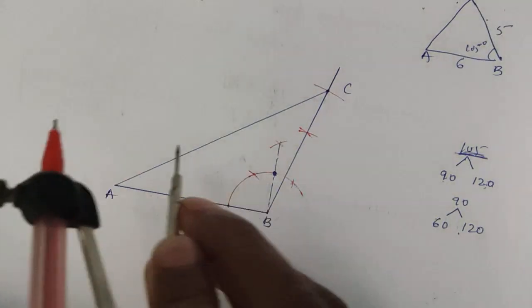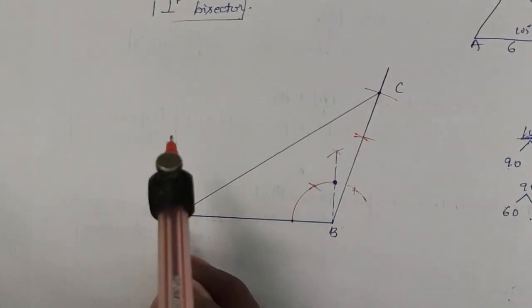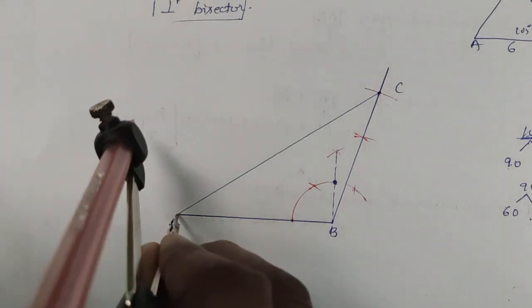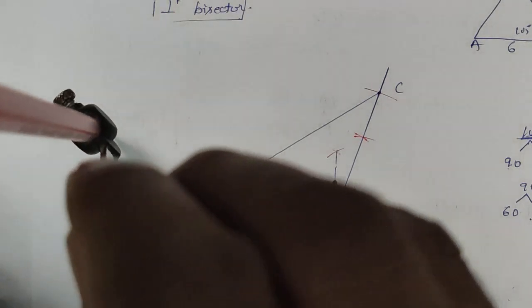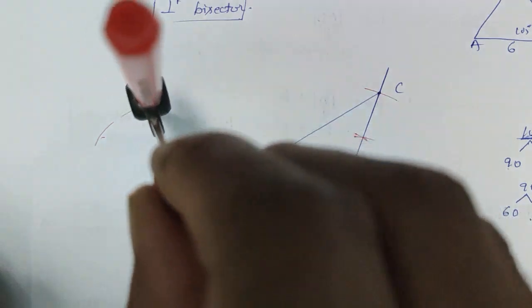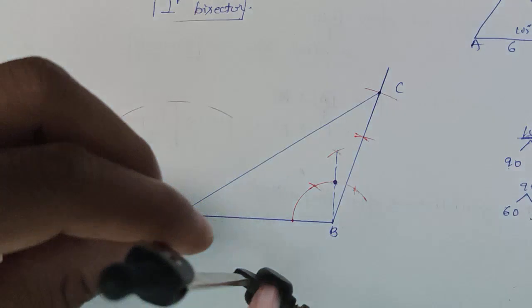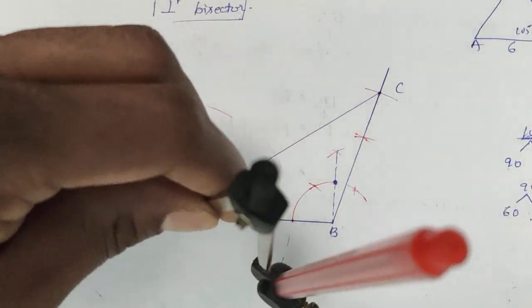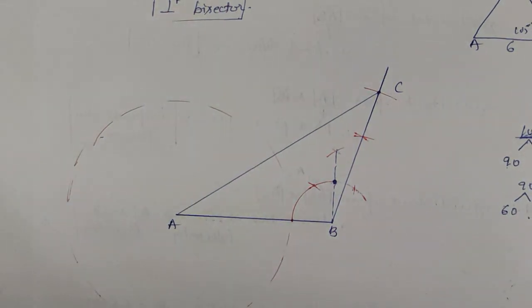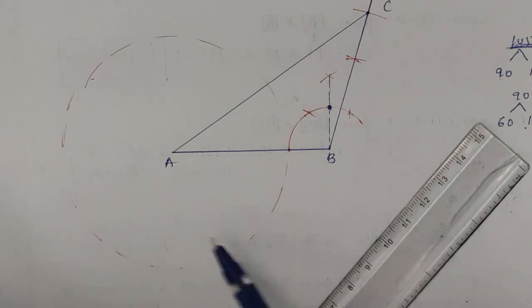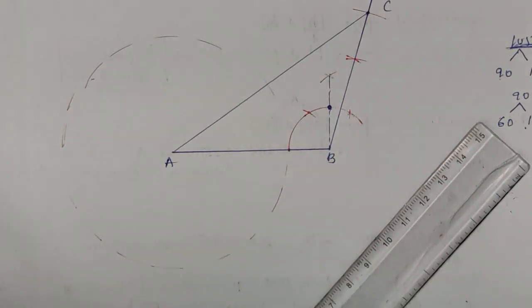From A they told, so go to A. From A given means go to A. From A we construct a 4 centimeter circle like this. This is the 4 centimeter circle. The 4 centimeter circle is constructed from A.